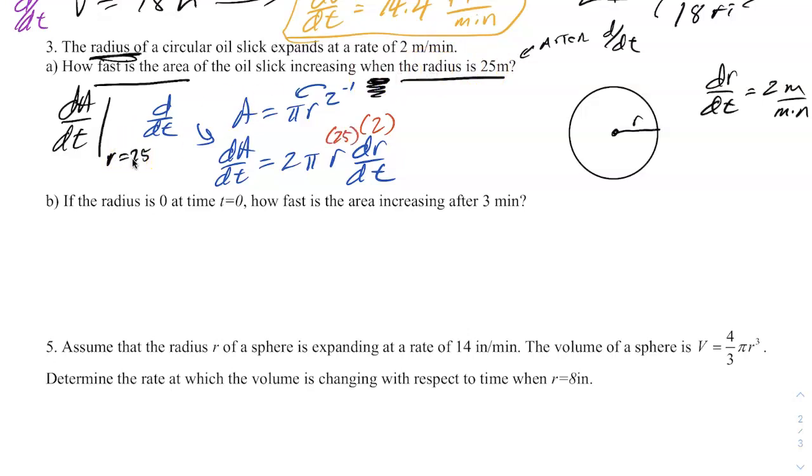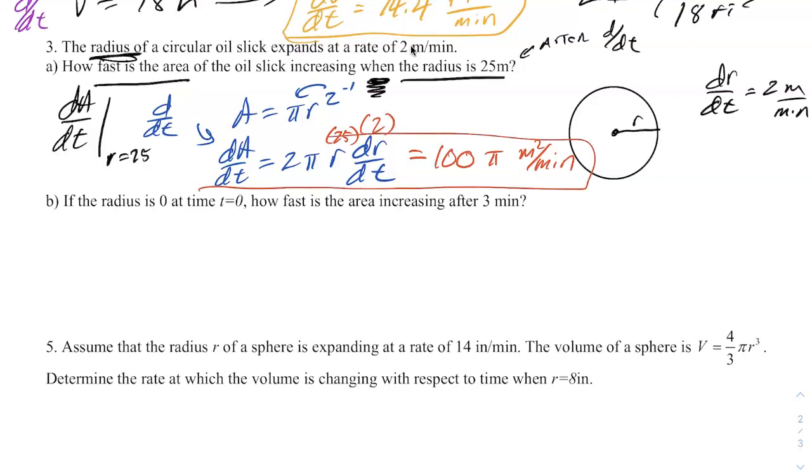So now we're looking for specifically that time. And I have 2 and pi, that's all good, and I'm looking for this guy. So we're done. Simplify this. 25 times 2 is 50, times 2 is 100. So I get 100 pi. And then don't forget your units. We're talking about area here, so this is going to be meters squared per minute.